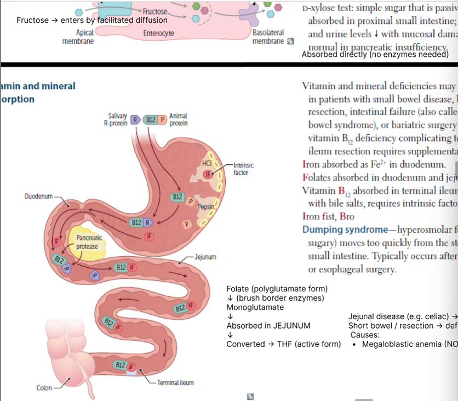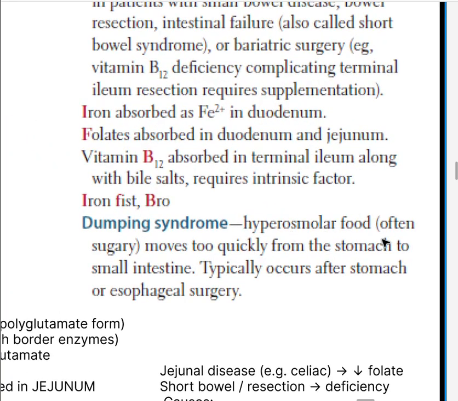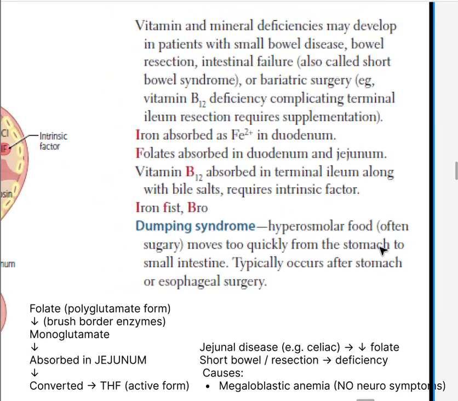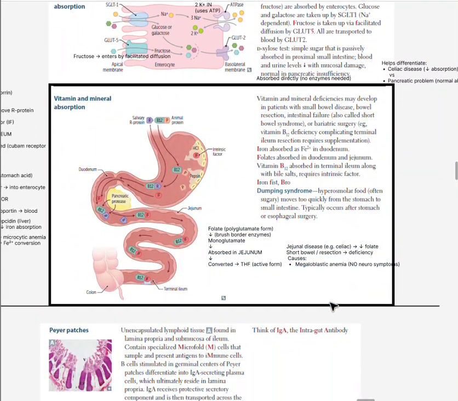Dumping syndrome causes rapid gastric emptying and osmotic and insulin effects, right? So with hyperosmolar foods, often sugar moves too quickly from the stomach to the small intestine. It typically occurs after stomach or esophageal surgery, and then after the insulin spike, you get hypoglycemia.